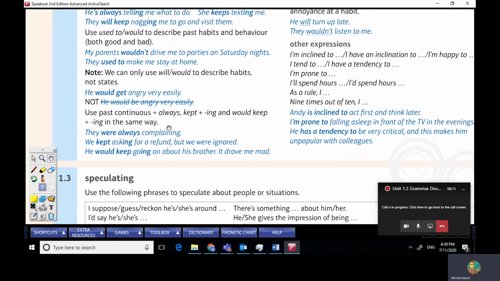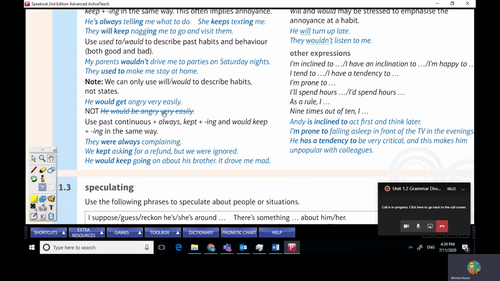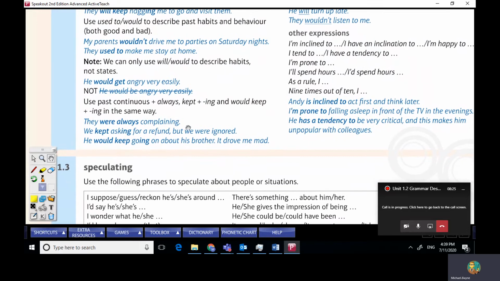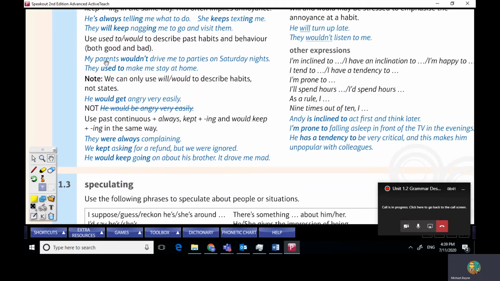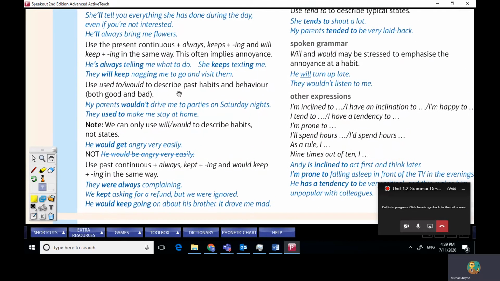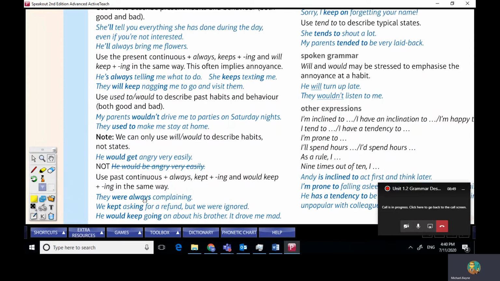Okay, so we can also use past continuous plus always, or kept plus ing, or would keep plus ing in that same way that we use it up here with present continuous. So they were always complaining, so that's a past habit that's annoying. We kept asking for a refund, but we were ignored. So we were doing it over and over again in maybe an annoying way. He would keep going on about his brother. It drove me mad. So again, up here is for more like present habits that are annoying, and here are for past habits that are annoying.